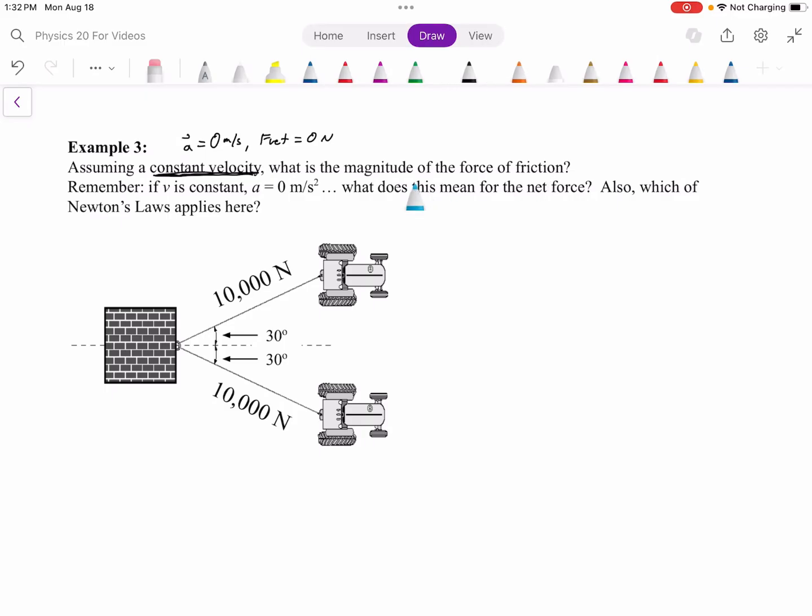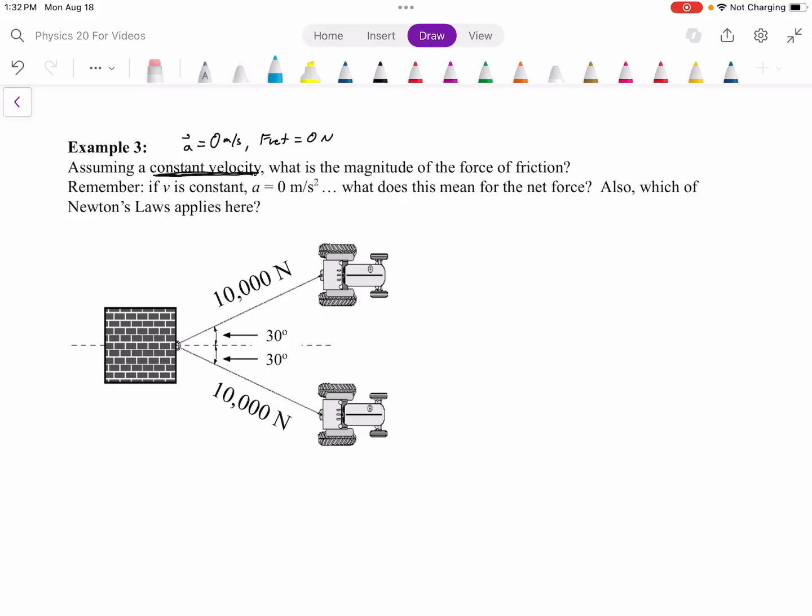Okay, so we already said this here. Okay, what does this mean for the net force? If it's not accelerating, F net is 0. So like I said, physics is all about taking a simple idea and applying it in a million different ways. So right off the bat, I know that at some point in this calculation, right, we're pulling it to the right, it looks like, right, and it's not accelerating.